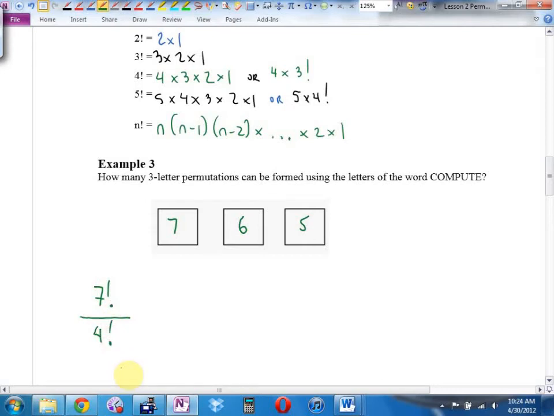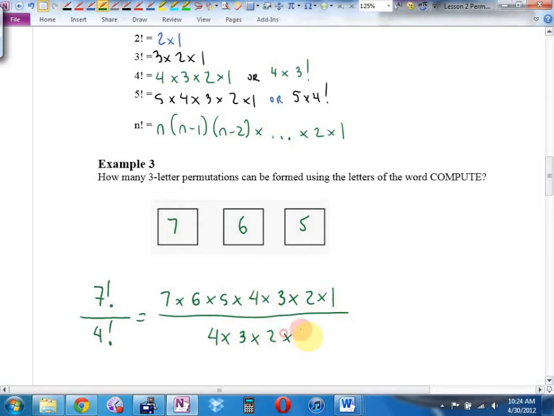Now let me convince you. Wouldn't this be 7? Write this out, please. 7, 6, 5, 4, 3, 2, 1 over 4, 3, 2, 1. Can I cancel the 4, 3, 2, 1? Is it factored? Oh, what did the exclamation mark stand for? Factorial. Oh, no, it is factorial. Does that give you 7 times 6 times 5? Yeah. This is going to give us a shortcut as well, because we're going to say this.